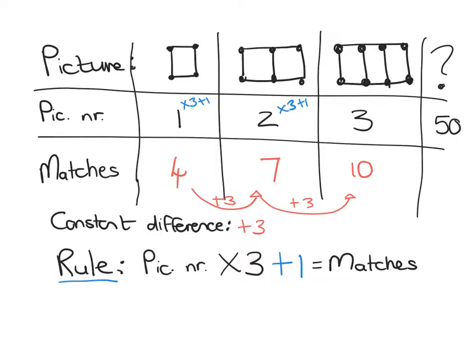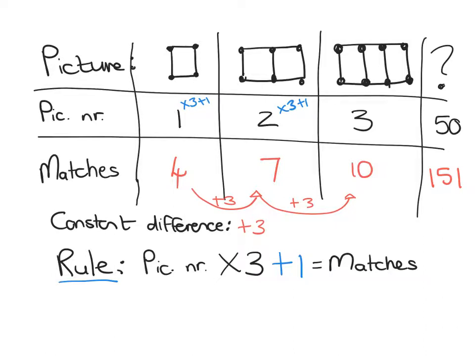So now I can apply this to the number 50, and I can say 50 times 3 plus 1. That's what we've done in the diagram before, and that's going to give me 151. So I've worked that out with my rule. You all seem to remember very well.